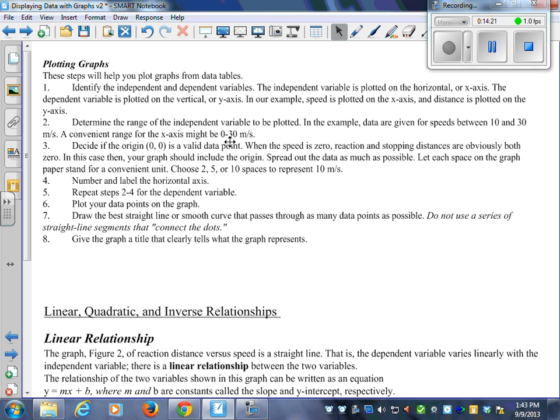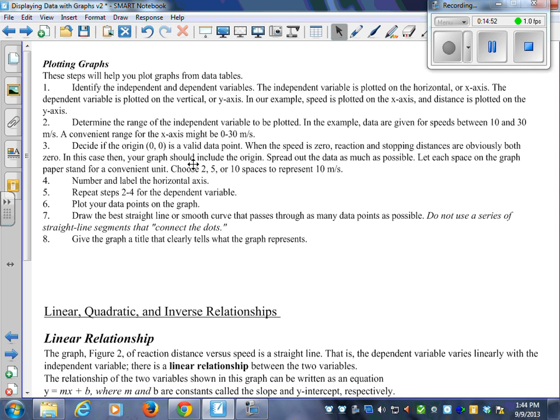Decide if the origin is a valid data point. What do I mean by valid data point? In this case, if I was traveling 0 meters per second, what would be my braking distance? 0. I'm not moving. Is 0, 0 a valid data point? Yes. Should we include it? Yes, absolutely. Because it's an important visual thing. It's a cue. So when the speed is 0, reaction and stopping distances are obviously both 0. In this case, your graph should include the origin. The origin is 0, 0, right?